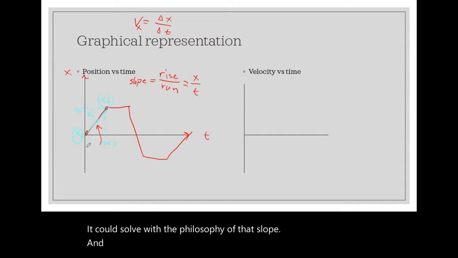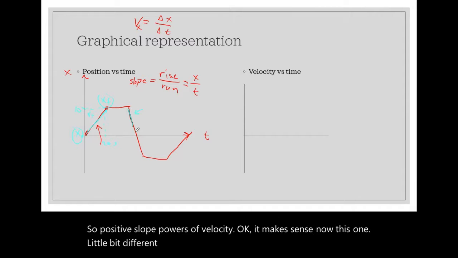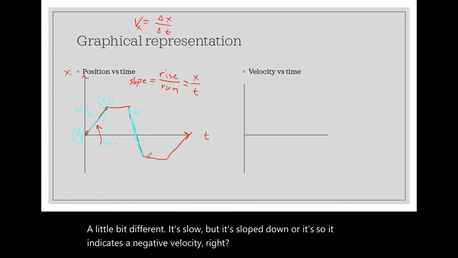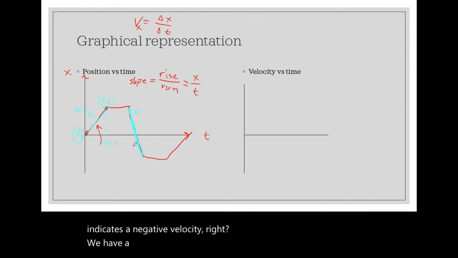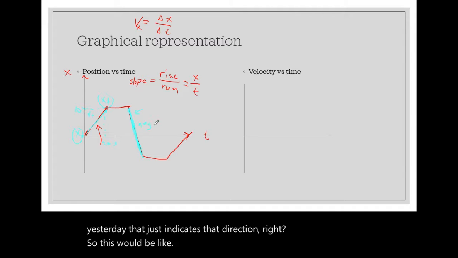And so positive slope, positive velocity. Okay, makes sense. Now this one is a little bit different. It's sloped downwards, so that indicates a negative velocity, right? When you have a negative velocity, I think somebody said this yesterday, that just indicates the direction. So this would be the negative direction.